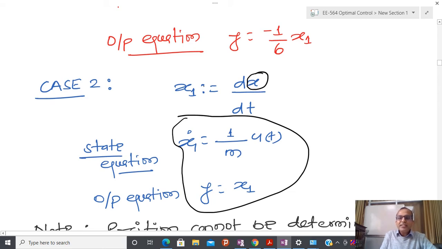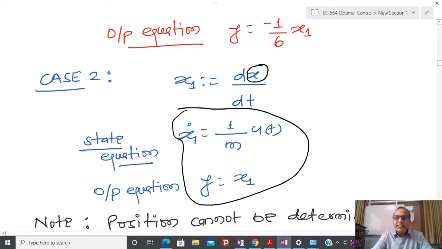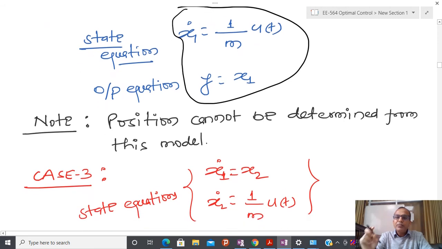So from this relation I cannot uniquely determine the position, and due to that reason I have told you again that whenever you are selecting the output, please be careful, because if you select velocity as output, you are unable to keep track of the position. Due to that reason people suggest that you select the proper variable as output, and see the proper state space representation.